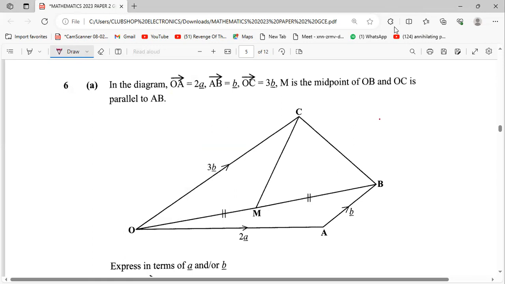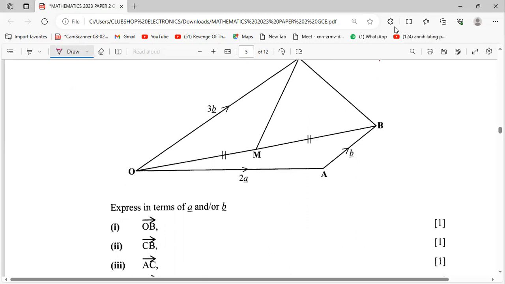In the diagram below, vector OA is this one, vector OB is that, vector OC is that. Now, you need to know that M is the midpoint of OB. OC is parallel to AB, okay, that's what they are saying. The first question is, let's find OB.